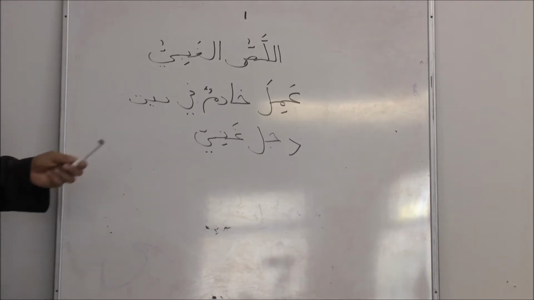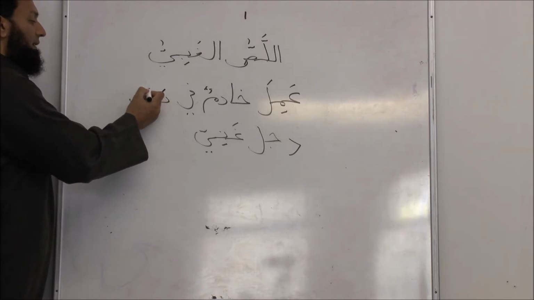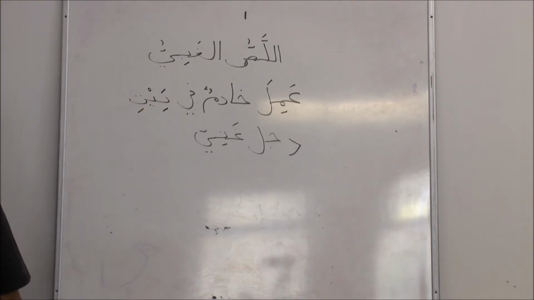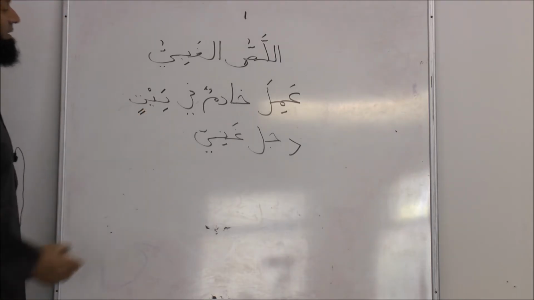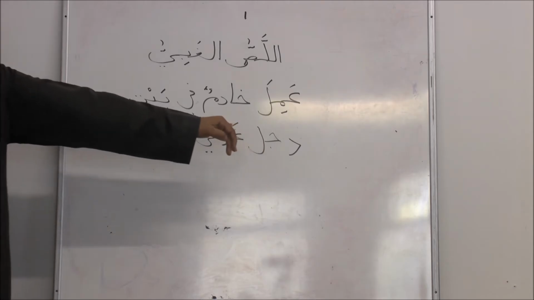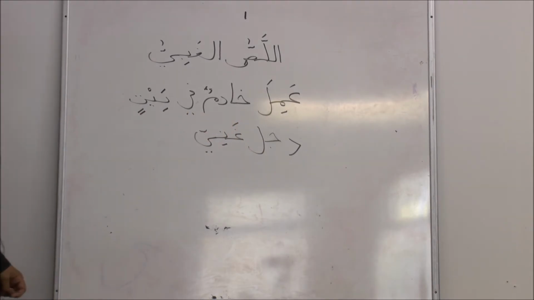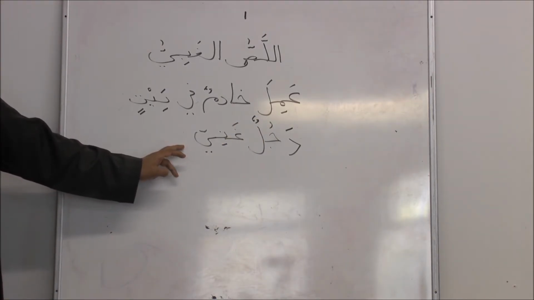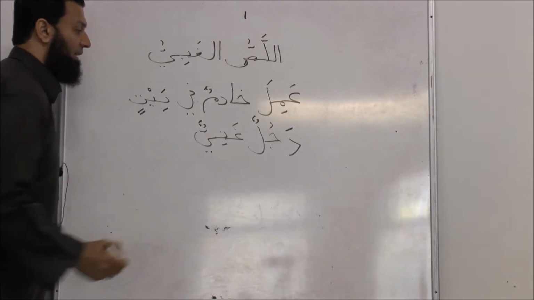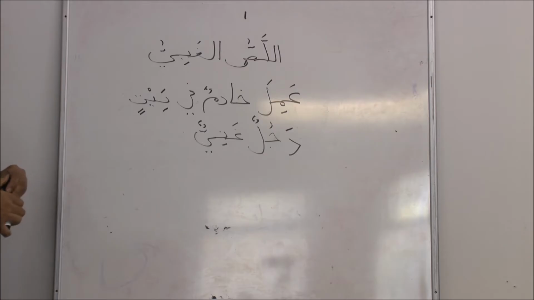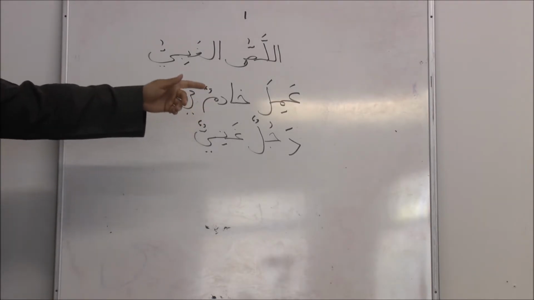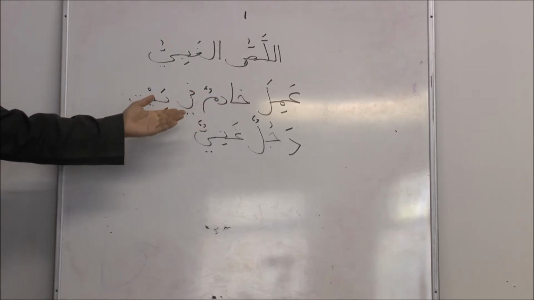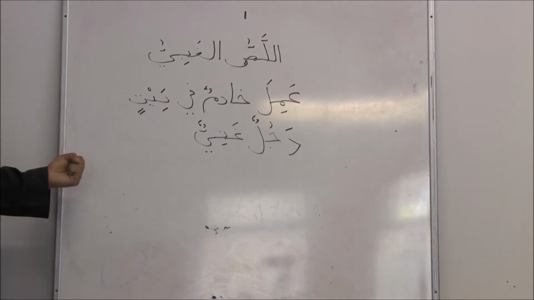Fi bayti, like this. Or baytin. Fi baytin. What is on the lam here? Rajulun. And what is on the ya? Ghaniyun. So what does that mean now? Khadim means servant. Khadimun is a servant. Amila, he worked, fi, in the house of a rich man.